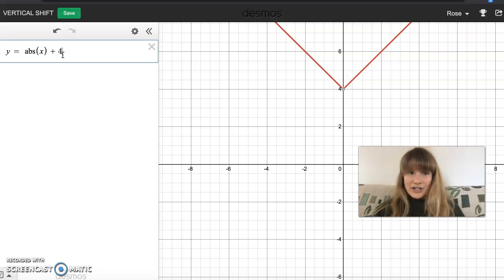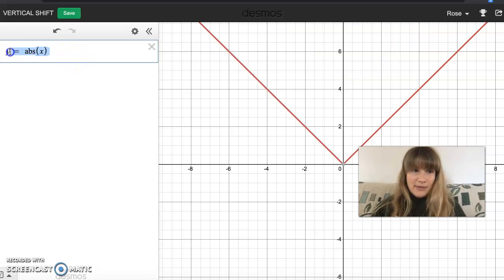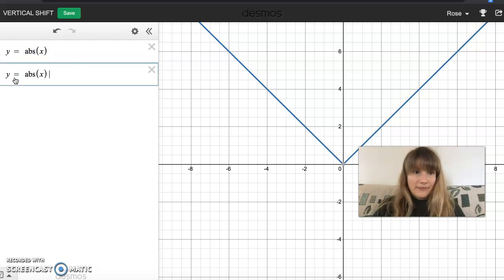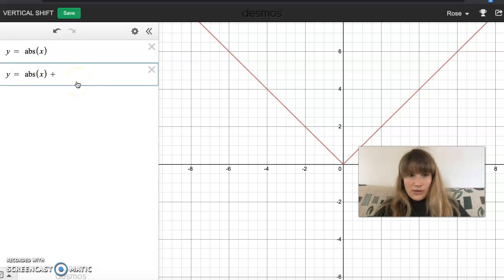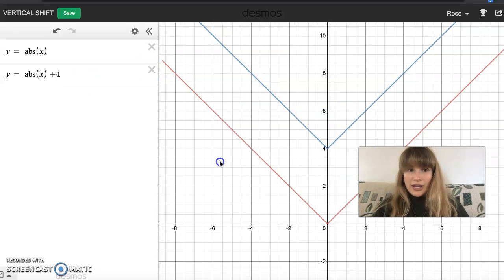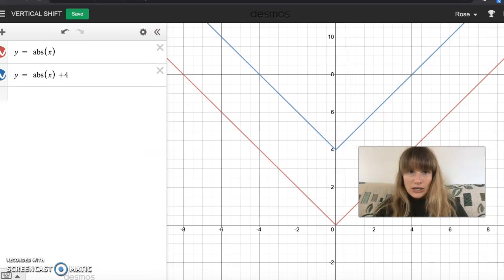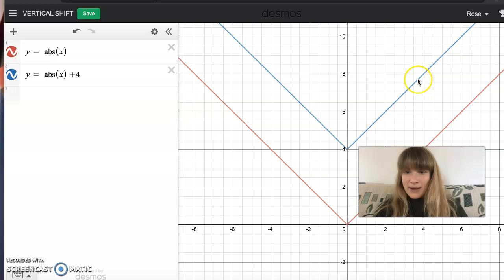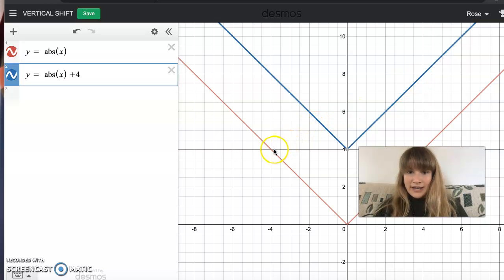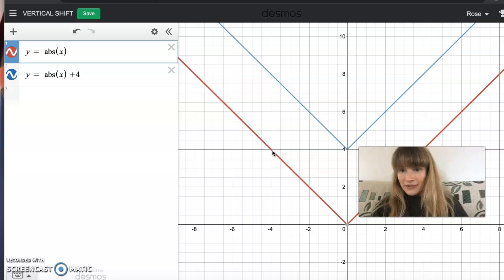So we can see, actually, let me graph this. Let's make the two graphs happen at once. Okay, so the graph, when I do +4, it's a vertical shift. It shifts 4 units up. So it's the same exact graph, the absolute value of x. It's just shifted 4 units up. Let me move this so you can see. Yeah, so the blue graph is when I added 4, and the red graph is just the parent function, the original function. Sorry, I'm blocking this.